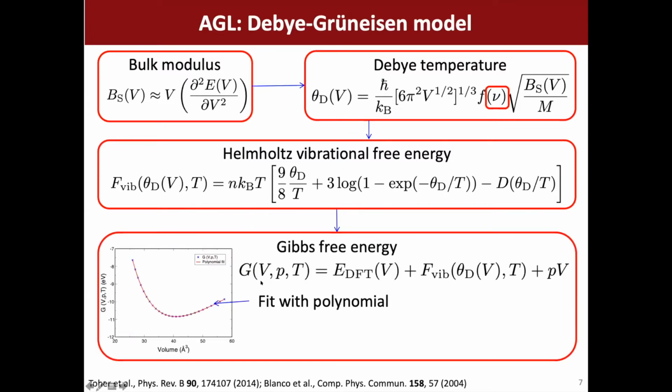Then for each pressure and temperature point, we calculate the full Gibbs free energy. We have the energy as a function of volume from DFT, the vibrational contribution that we get from this Debye model, and then this pressure-volume term. So we can calculate as a function of both pressure and temperature. For each pressure-temperature point, we have this Gibbs free energy as a function of volume. Again, we can fit this by a polynomial and find the equilibrium by finding the minimum of the Gibbs free energy as a function of volume. That gives the equilibrium volume for that pressure and temperature.